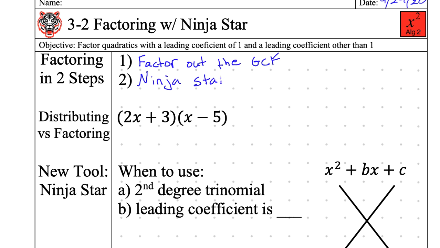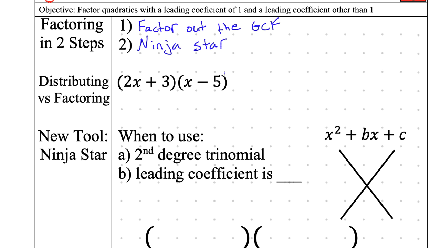If you remember from yesterday, I said all we're doing in 3-1, yesterday's notes, was factoring out the GCF. Now you are experts at doing that, so we're going to do the next step, how to do the ninja star. You will not be experts by the end of this lesson unless you've remembered everything from Algebra 1, because there's a lot to the ninja star. We haven't even touched on advanced ninja star yet. That's not today. All right, so again, distributing versus factoring.